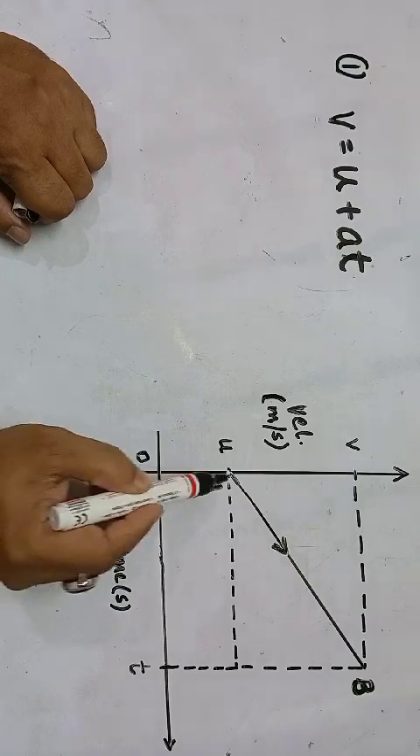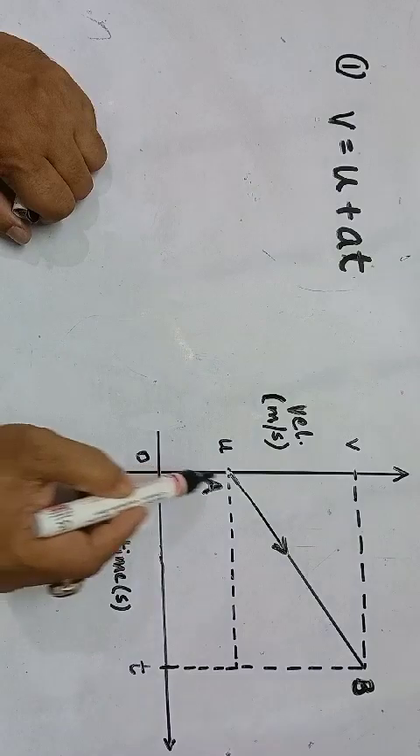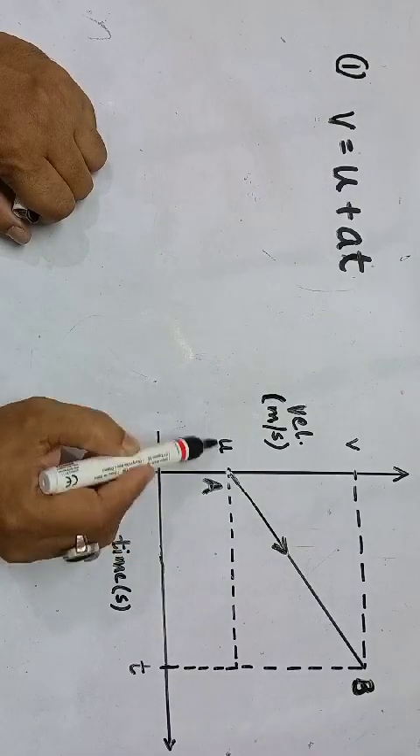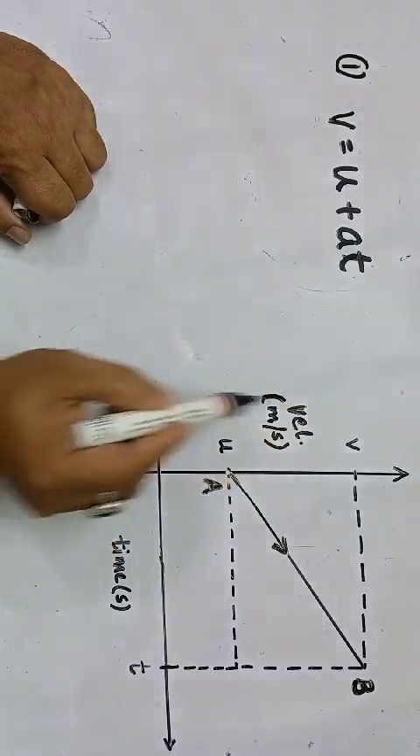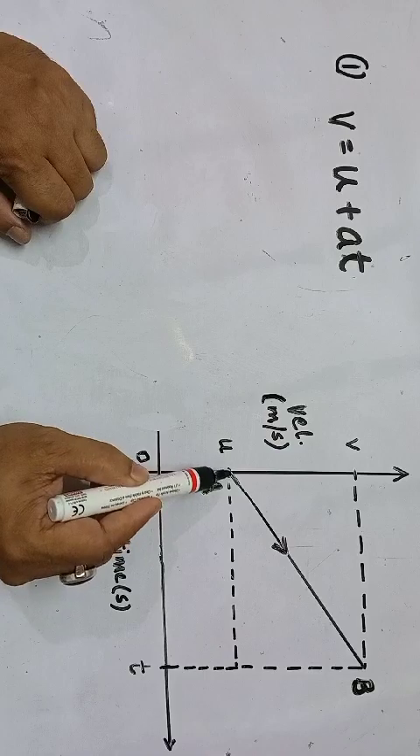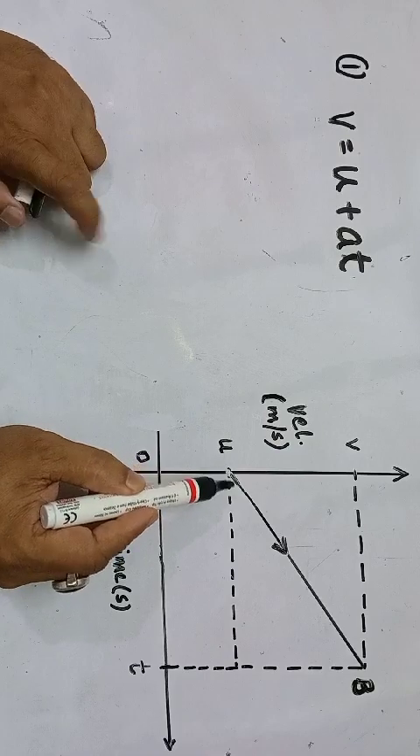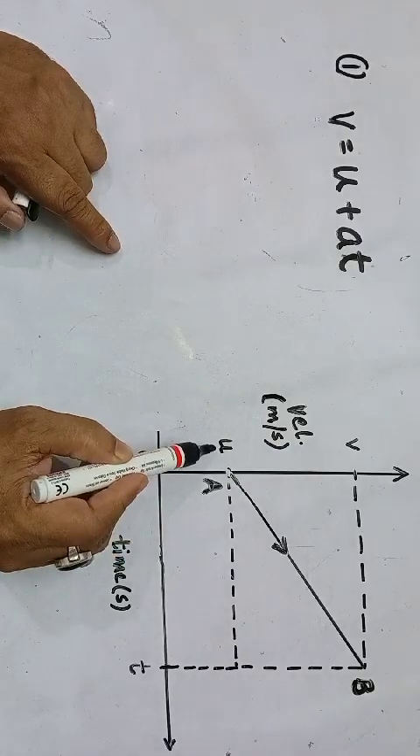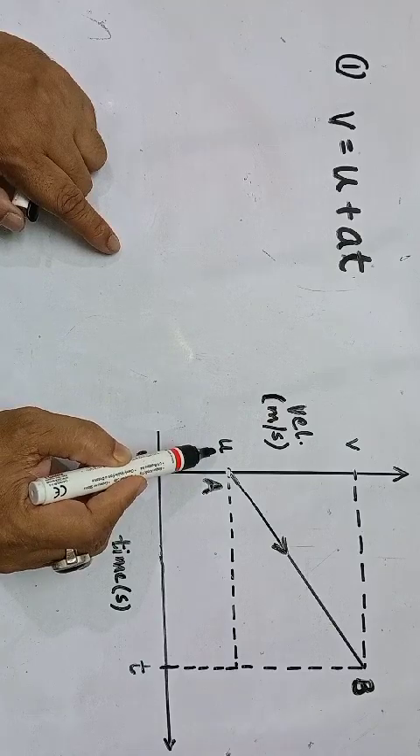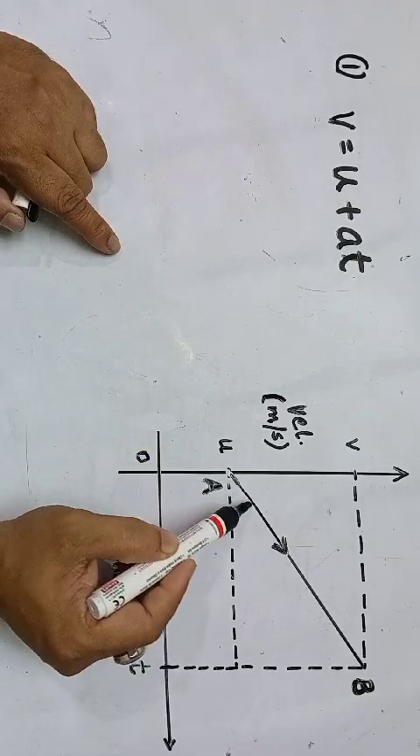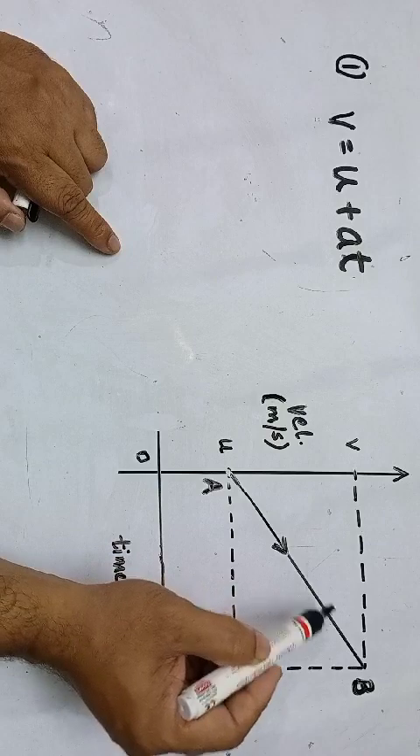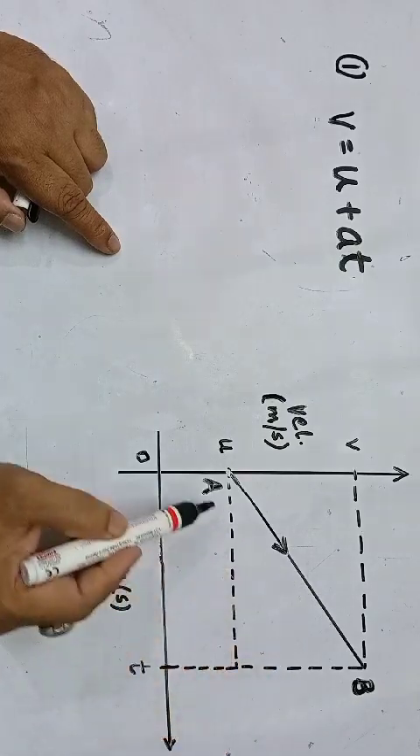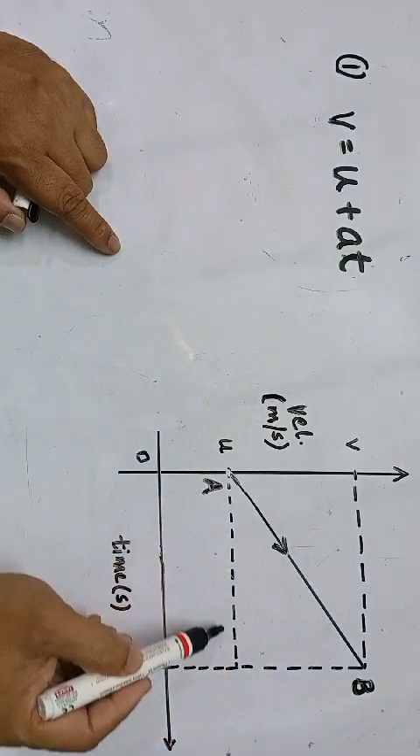So at the beginning of the motion, or at the beginning of the journey, what is my velocity? See, velocity is on the y-axis. So what is the velocity with which I am starting, or with which the body is already moving? So it is u. So that becomes my initial velocity.